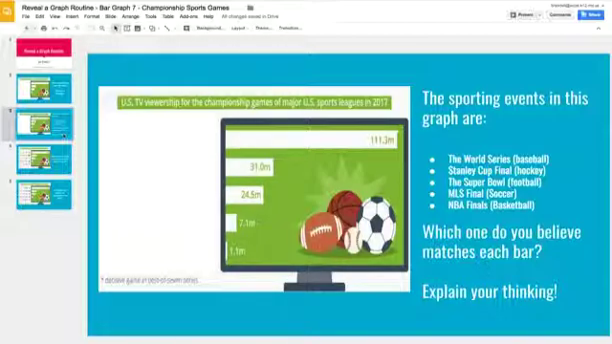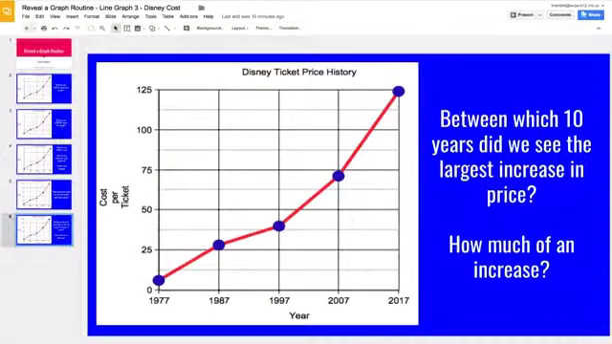So I hope you enjoy these routines. There are many here. I will continue to add to them as the year goes along. Of course, you can create your own as well. You can simply copy one of mine and modify it if you want, or completely create your own from scratch. I find that it's best to use graphs that relate to things that my students are interested in.